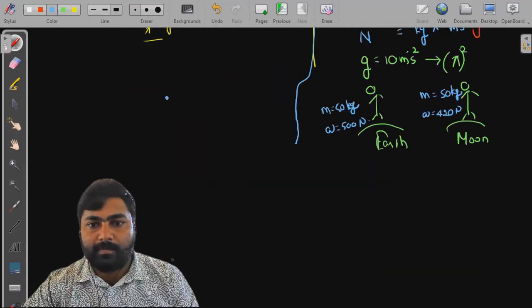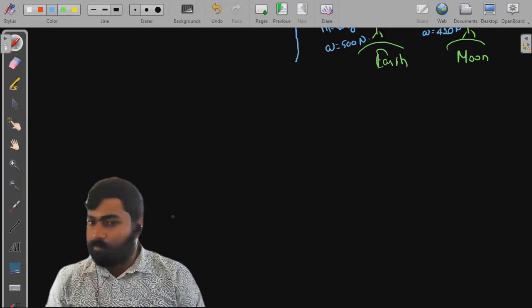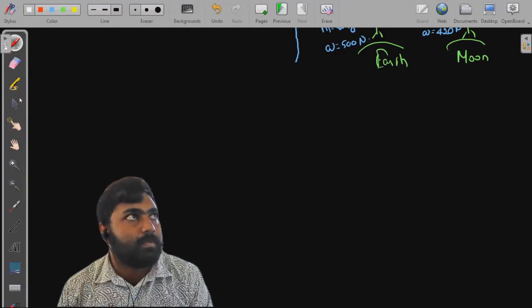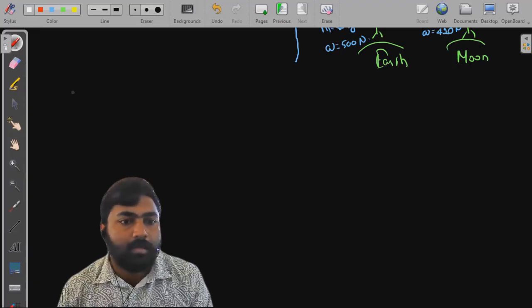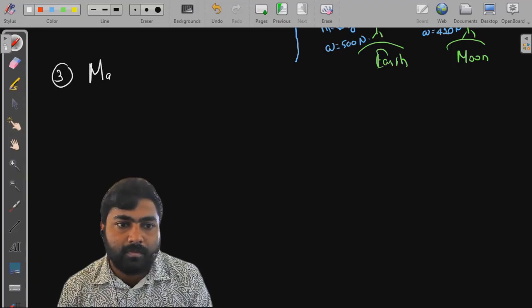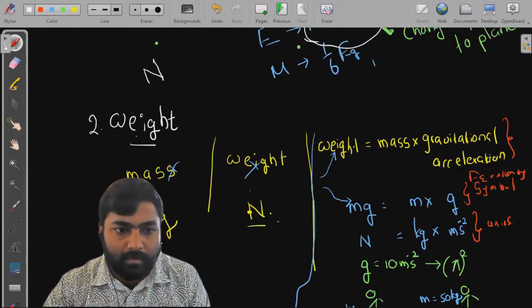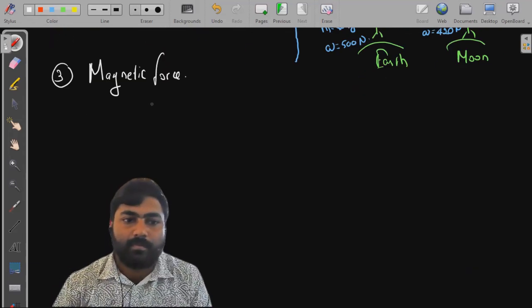What is the most appropriate one? Let's write about magnetic force. Magnetic force. Is it the third one? Yes, no? Magnetic force.